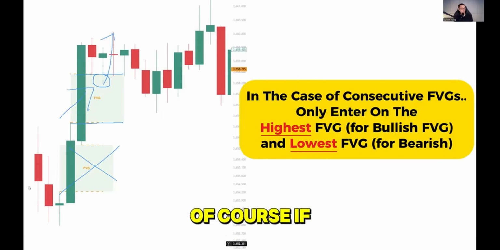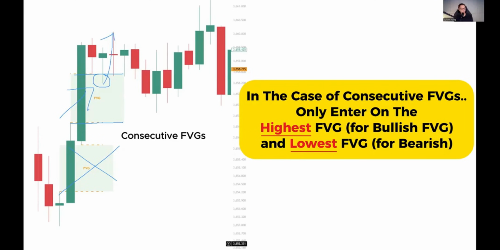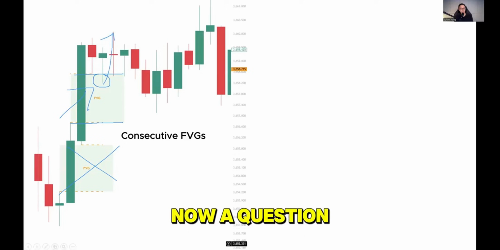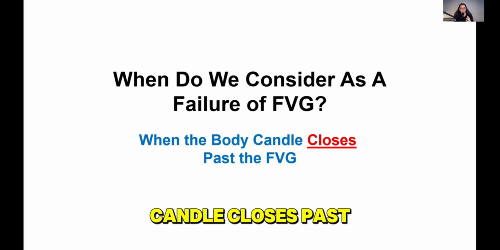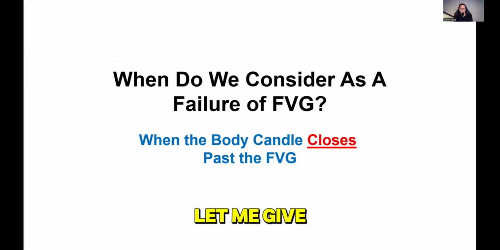Of course, if it is a bearish fair value gap, then it will be the opposite way around. This is only relevant for consecutive fair value gaps. Now, a question that people always ask me is, how do we consider that the fair value gap has been invalidated? How do we consider it as being filled? It's considered a failure of the fair value gap when the body candle closes past the fair value gap. Let me give you an example.